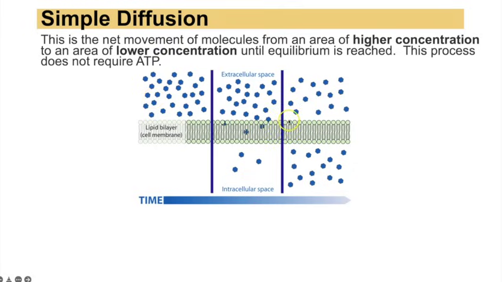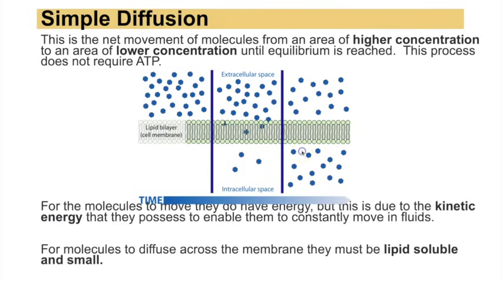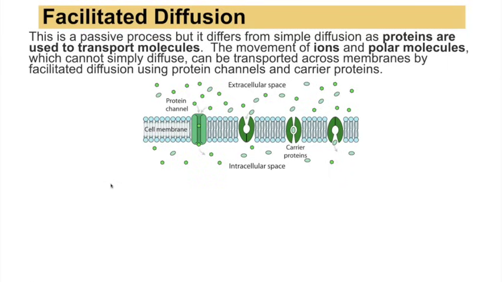So simple diffusion first of all: this is the net movement of molecules from an area of higher concentration to an area of lower concentration, and this will continue until an equilibrium is reached. This process does not require any ATP. The molecules do still have energy to be able to move, but this is just due to the kinetic energy that they possess, and that is why they're able to move constantly as a fluid. For molecules to diffuse across the membrane, they have to be lipid-soluble and small. If they're not lipid-soluble or small, then it will be facilitated diffusion instead.